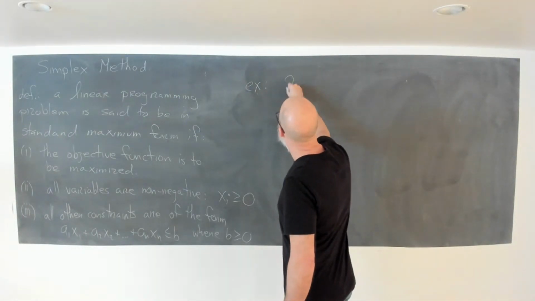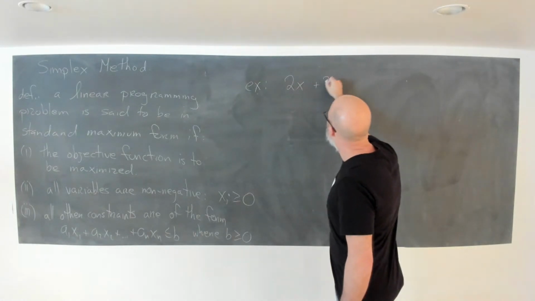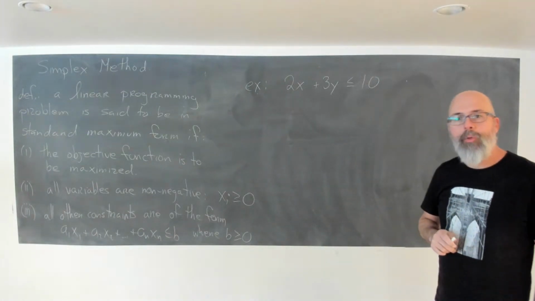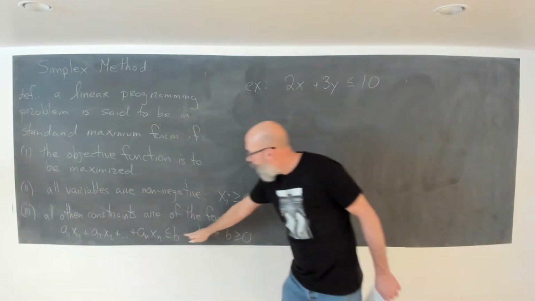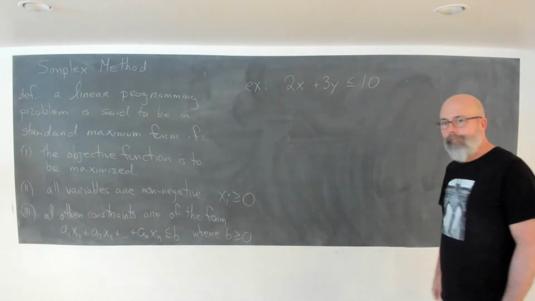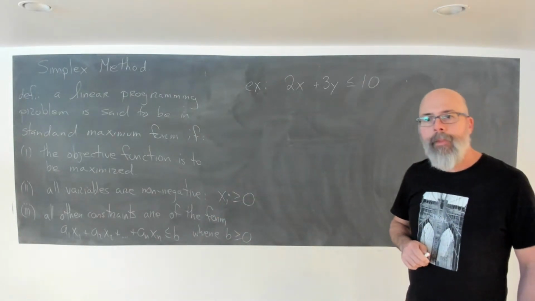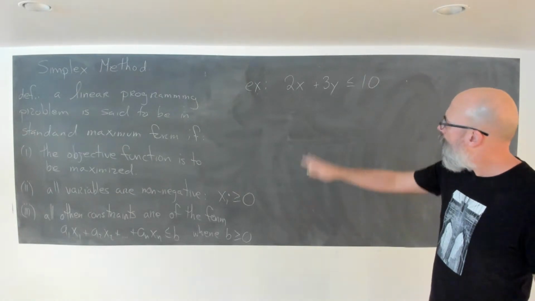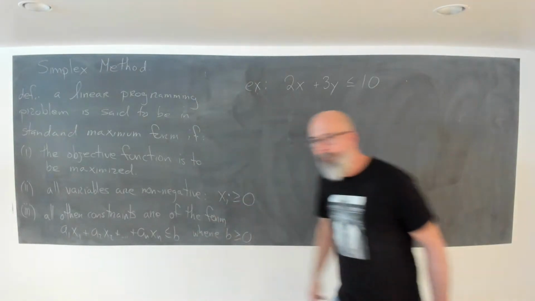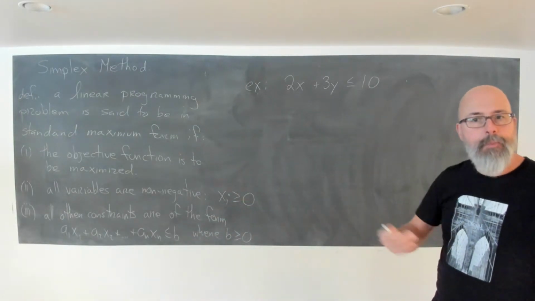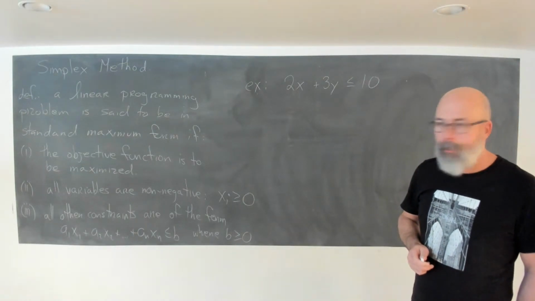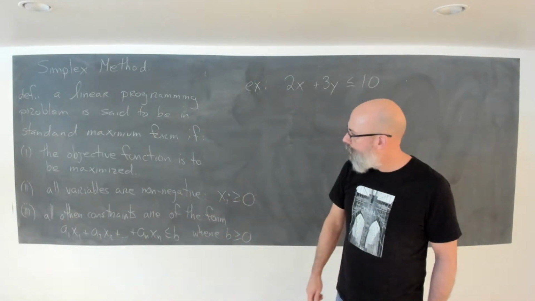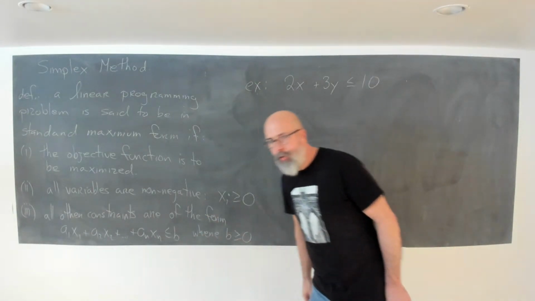Suppose you had an inequality, 2x plus 3y less than or equal to 10, right? So an inequality of this form. This is just an example. Does that consider the other constraints? I mean, I'm saying that all the constraints have this form. So this is a very specific type of problem, right? One where the objective function is to be maximized, all the variables are non-negative, and the other constraints have this form.